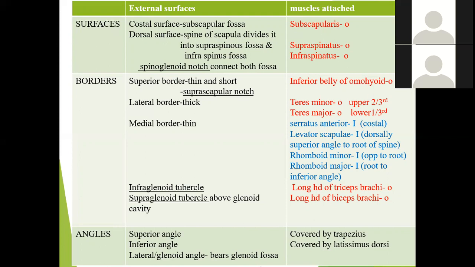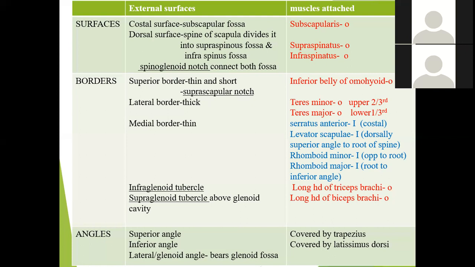Okay, so the fossa and the muscle have similar terms. Next we are coming to the dorsal surface, which has two fossae, the supraspinous fossa and the infraspinous fossa. The supraspinous fossa gives origin for a muscle called the supraspinatus, and the infraspinous fossa gives origin for a muscle called the infraspinatus. Now we are coming to the borders. On the superior border, we have the suprascapular notch, isn't it? Near this notch, we can see the origin for a muscle called the inferior belly of omohyoid. It is one of the strap muscles coming in the neck region.